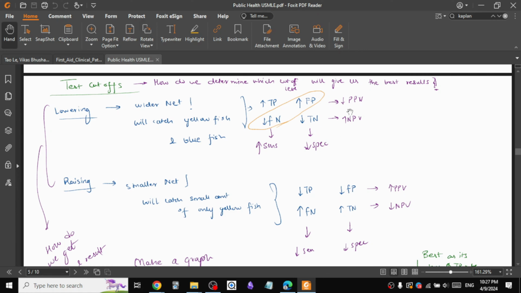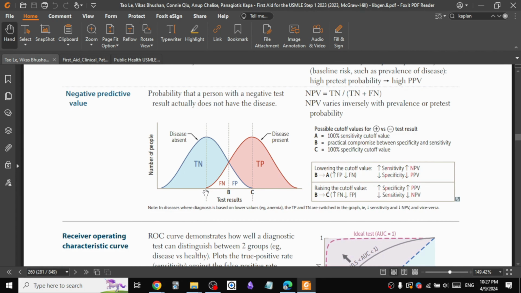Okay. So total, if you want to summarize and remember it, it's fine, but I suggest take a second, put it in your brain that you know what's increasing and what's decreasing. It'll help you visualize it better. Okay. So you see how the cutoff has moved here.